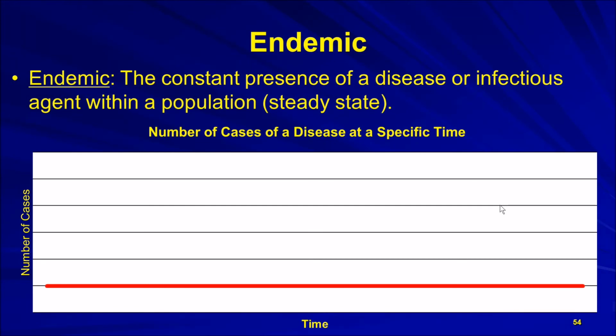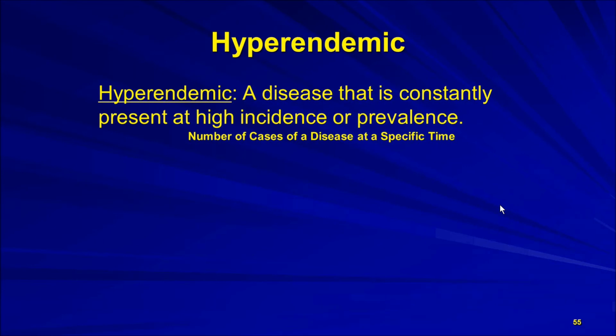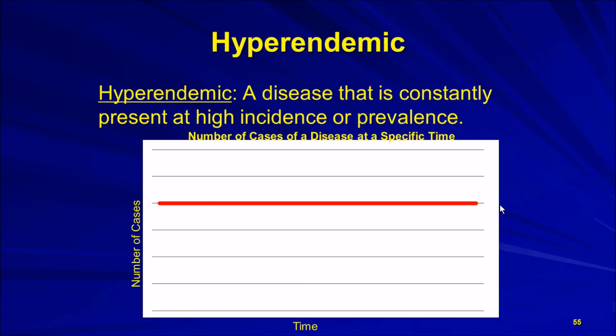All right, so we're looking at distribution again. When we say something is hyperendemic, it occurs at a high rate, right? It's a disease with a high incidence or prevalence rate. Can you think of a disease that would be hyperendemic? Probably the most classic that comes to mind is AIDS and HIV.